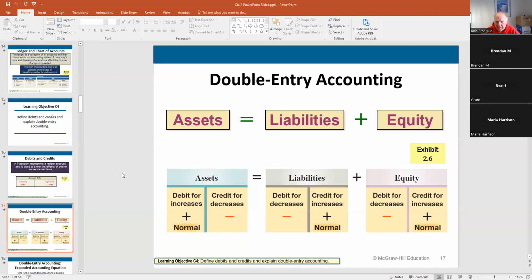The normal balance means the side of the T account that increases the account. So if we're increasing assets, we're going to debit it. If we're decreasing, we're going to credit it. If assets have a normal debit balance, liabilities and equity would have a normal credit balance. In other words, liabilities and equity are increased with a credit, decreased with a debit.